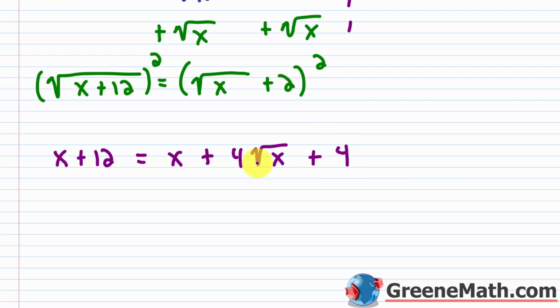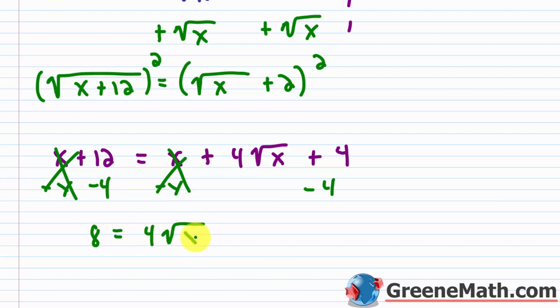So I still have a radical involved, so I need to make sure that I clear that guy out. So I want to isolate that again. What I'm going to do first is simplify or clean things up. I have an x on each side. If I subtract that away from each side, it would cancel everywhere. And then I'm going to subtract 4 away from each side. So I'm going to have that 8 is equal to 4 times the square root of x. Again, if I want to isolate the radical, let's divide both sides of the equation by 4.